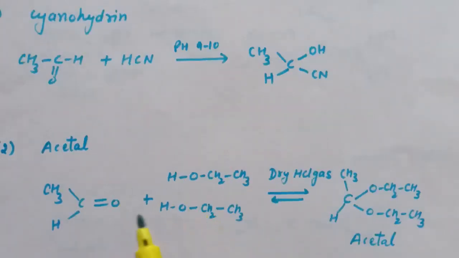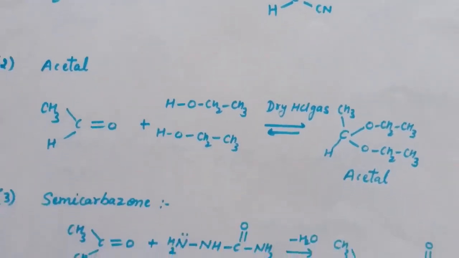Next is acetal. When a carbonyl compound reacts with 2 molecules or 2 equivalents of alcohol in dry HCl gas, this converts to acetal. In the case of an aldehyde, acetal is formed. In the case of ketones, ketal is formed. So this is the reaction of acetal and this is the structure of acetal.